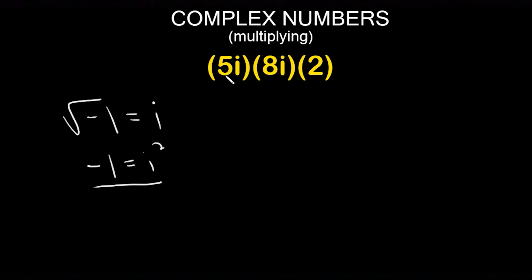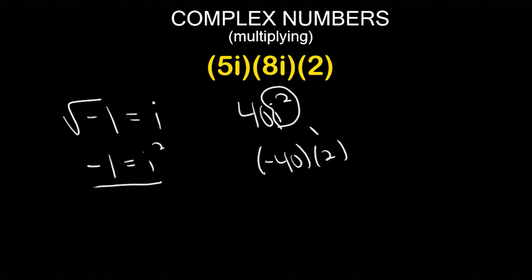So I have to do 5i times 8i. That will give me 40i squared, okay? And now we know that i squared is really -1. So essentially what you're doing here, you're going to replace this i squared with a -1. So I'm going to do 40 times -1, which is -40. So now I have -40 times 2. And so my final answer here is going to be -80. All right, and that's done.